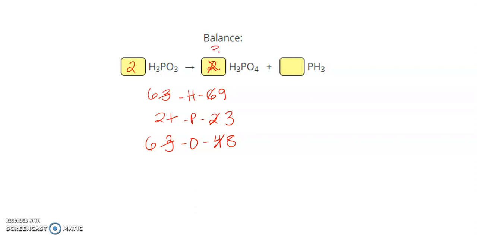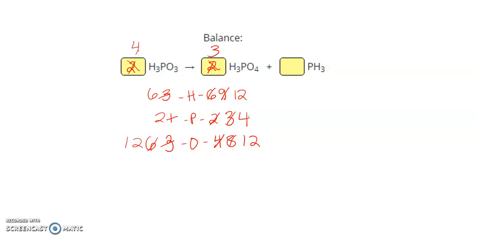Let's try 3. 3 times 3 gives me 9 hydrogen plus these 3, 12 hydrogen. 3 phosphoruses plus that 1 gives me 4. 3 times 4 gives me 12 oxygen. Well, there's something I can multiply by 3 to get 12 oxygen. So instead of 2, I could put a 4 here. 4 times 3 gives me 12 oxygen. Well, now oxygen's balanced.